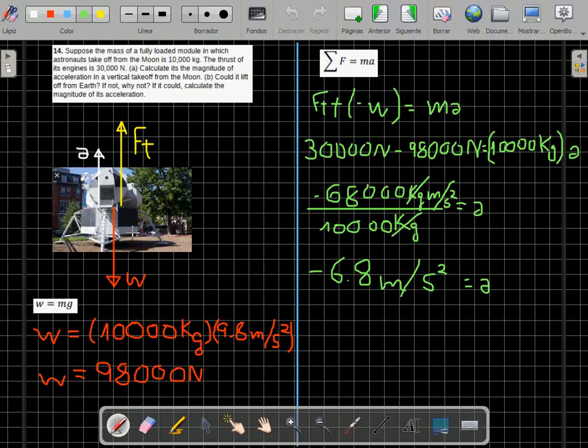So that's the end of this exercise. I hope you could understand it. Always remember, try to draw all the forces involved in the exercises, and try to use the formula that you have to.